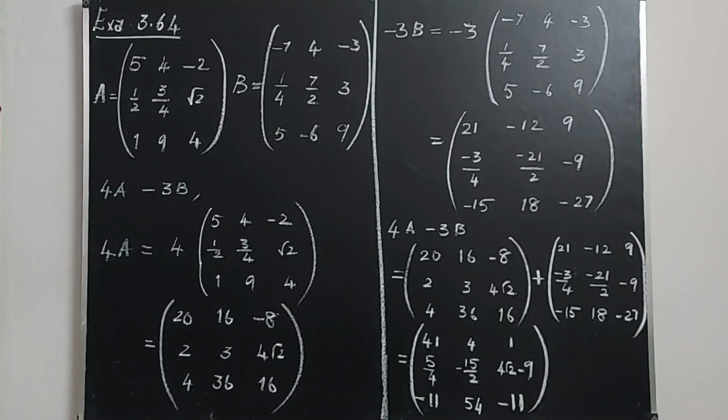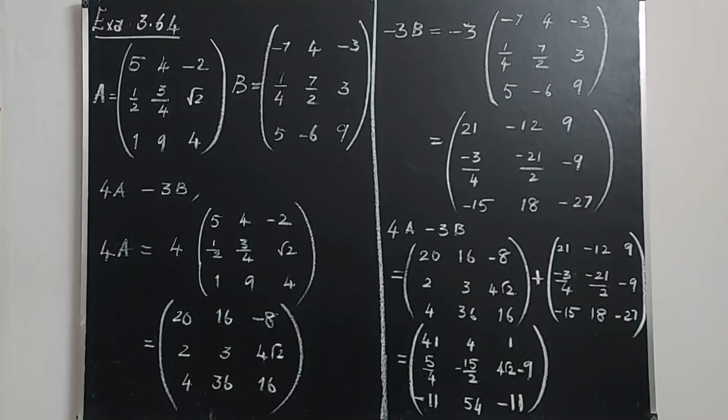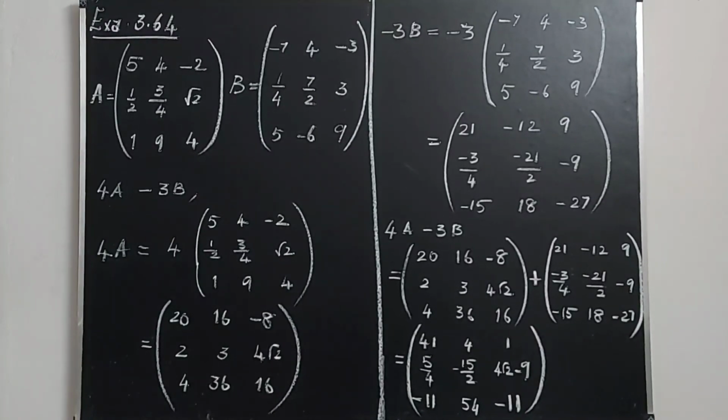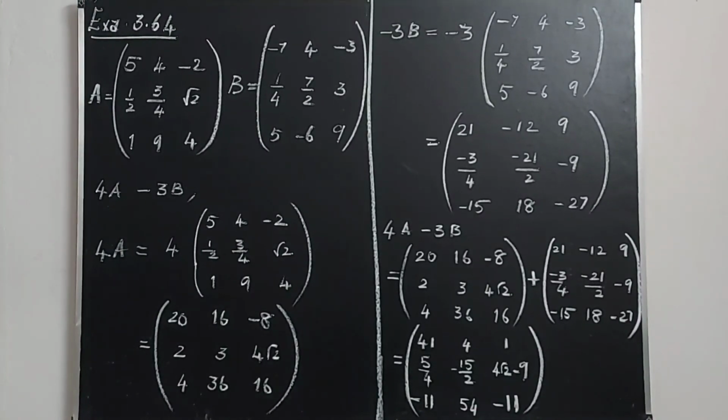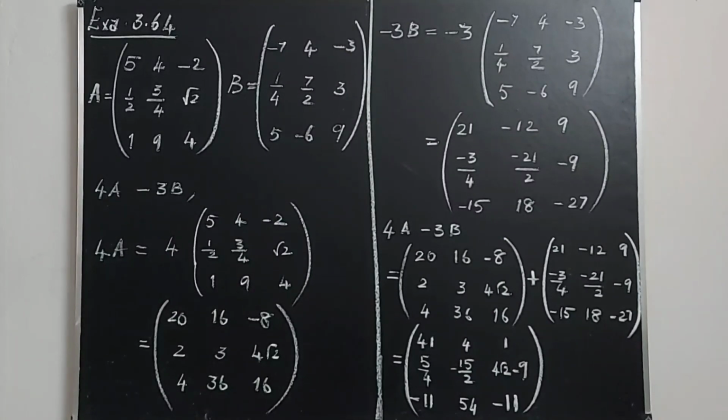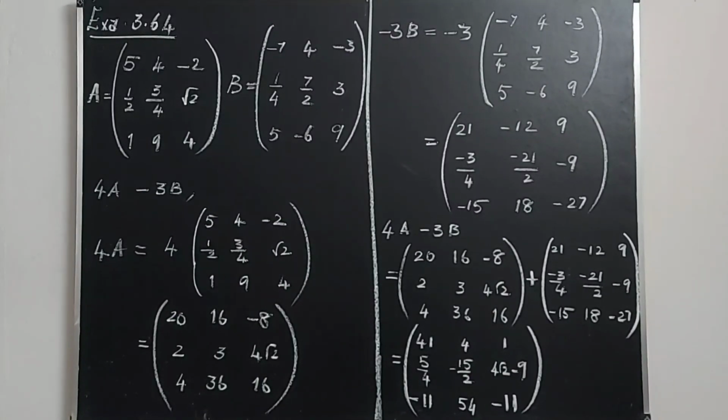And we learned the multiplication of a matrix by a scalar. Scalar is any number. For example, if your matrix A is given and you are asked to find 4A, what you have to do? 4 is the scalar. All the elements in matrix A should be multiplied by 4.